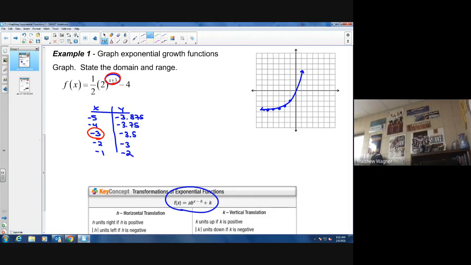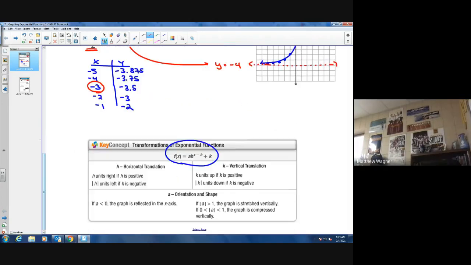Some important things to keep in mind here. Our k value, if you notice, our points tend to level off to this -4 value. So y equals -4. Notice that's going to be the horizontal asymptote of my graph. Your value out front, a, is going to be your orientation and shape. If it's a positive value, it's going to go up exponentially. If it was a negative value, your graph would be flipped over that asymptote, and it would exponentially increase away from that asymptote going down.